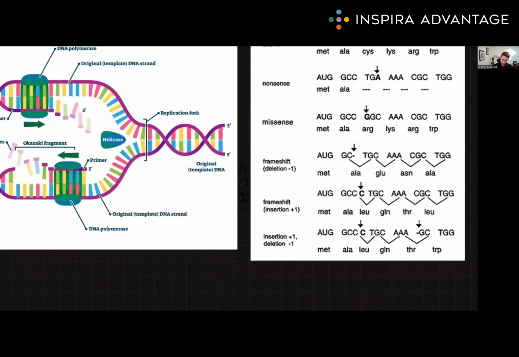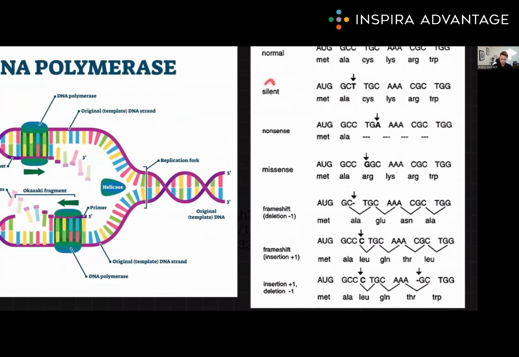The next type of mutation we have is called a frameshift mutation, and all three of these are frameshift mutations. These involve the insertion or the deletion of nucleotides in the DNA sequence. Frameshift mutations can have a significant impact on the resulting protein sequence, as they shift the reading frame and can result in the incorporation of multiple wrong amino acids. Normally, frameshift mutations are worse than silent and missense mutations.